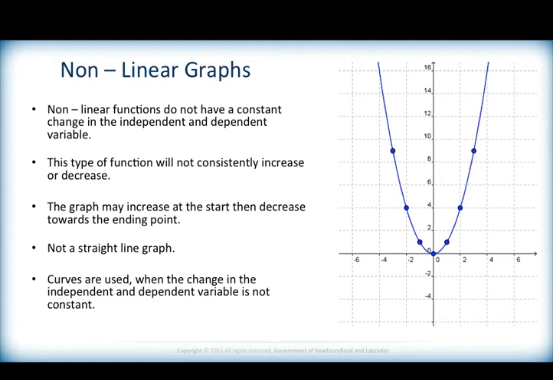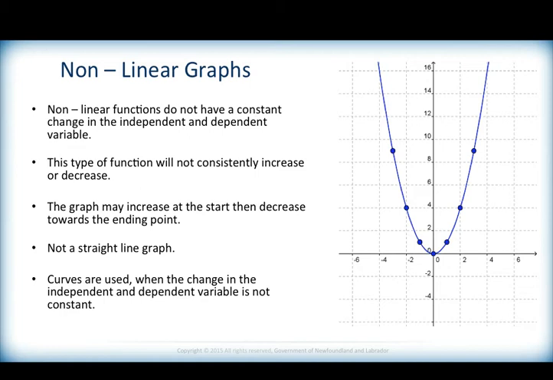A nonlinear graph does not have a constant change in the independent and the dependent variables. It may start off going up with 2 and then it could change to 4, could change to 8. It is not going to be constant, so therefore it will not produce a straight line. The graph may increase at the start and then decrease towards the ending point, which is a little different than in a linear graph. A linear graph will always increase or decrease, and it never changes like the nonlinear graph.